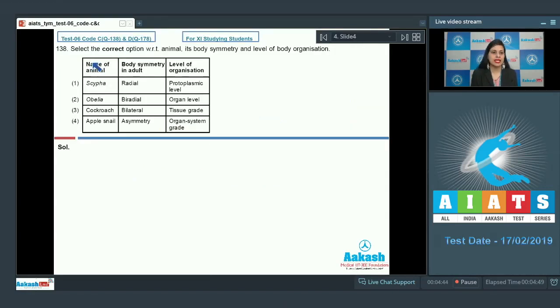Question number 138. Select the correct option with respect to animal, its body symmetry and level of body organization. And the very first option is name of animal Sycon, body symmetry in adult radial, level of organization protoplasmic level. And as it is an incorrect match, so this cannot be a correct answer to our question. Because Sycon, which belongs to the phylum Porifera, the level of organization is not protoplasmic level but cellular level of organization.